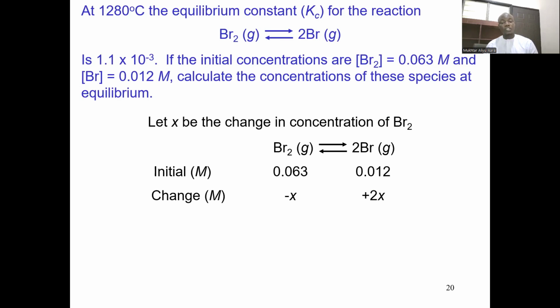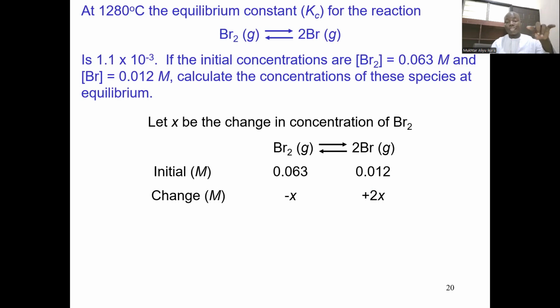And of course, the concentration of the product, because here we have two molecules of bromide, is going to be positive. In the reaction, as the concentration of the reactant is decreasing, the concentration of the product will be increasing. So the change in the concentration of the reactant is minus X, because we only have one molecule, 1 mole, of bromine molecule. And then we have 2 moles of bromide ion.